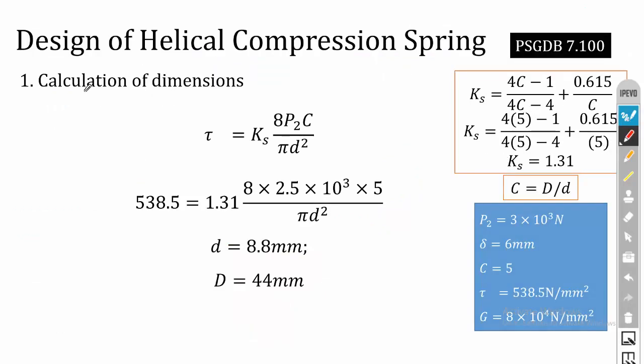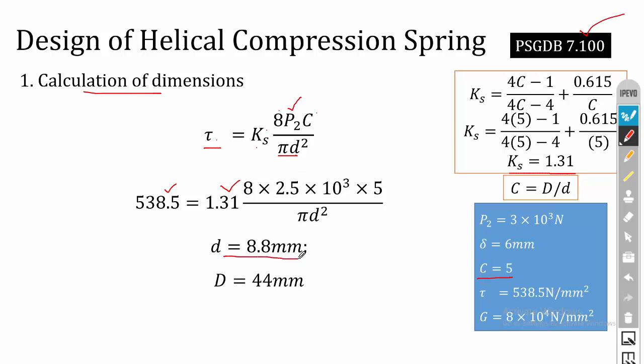We'll start with the calculation of dimensions. The equation is tau is equal to Ks into 8 P2 C divided by pi d square. Remember that here I have used P2 because for calculating shear we have to use the maximum load. The equation for Ks is given in the data book, page number 7.100. In the problem the C value is given as 5. Substitute the values and calculate the Ks value as 1.31. Now you can substitute the values of Ks, tau, P2, C, and calculate the value of the diameter.